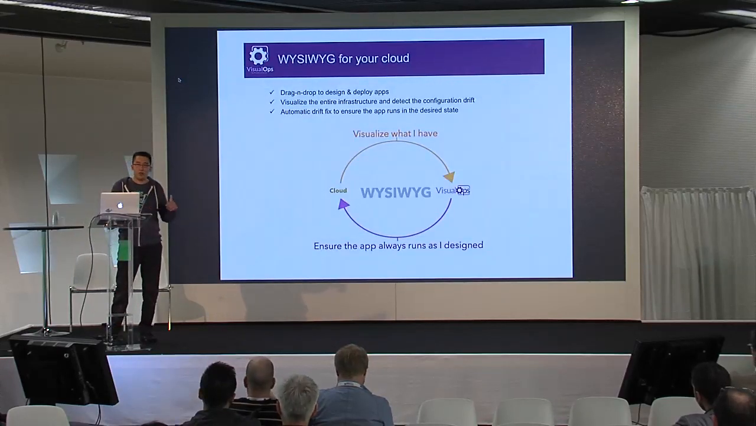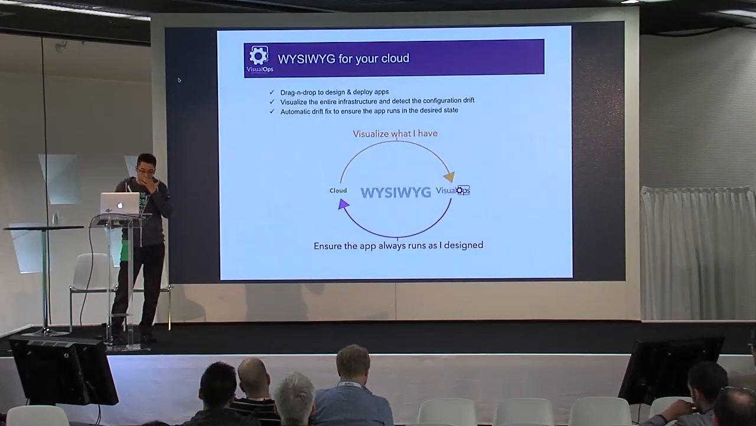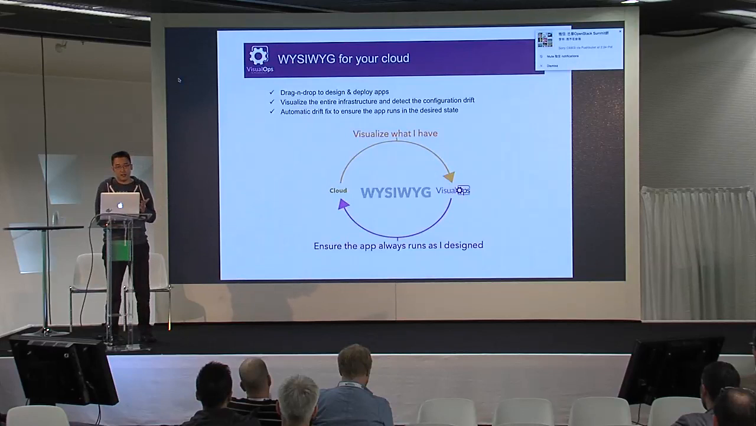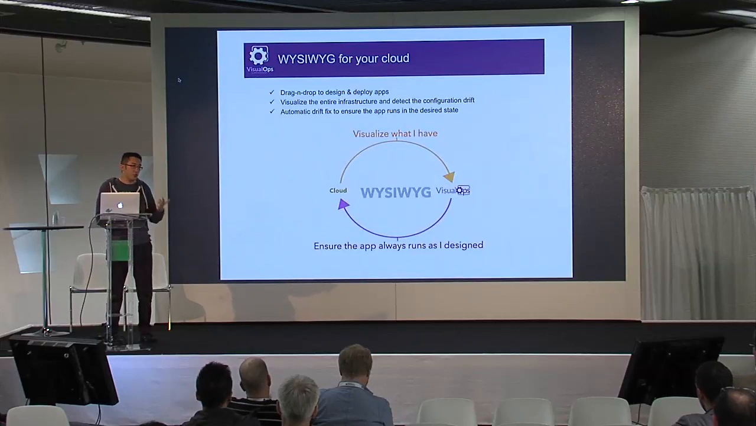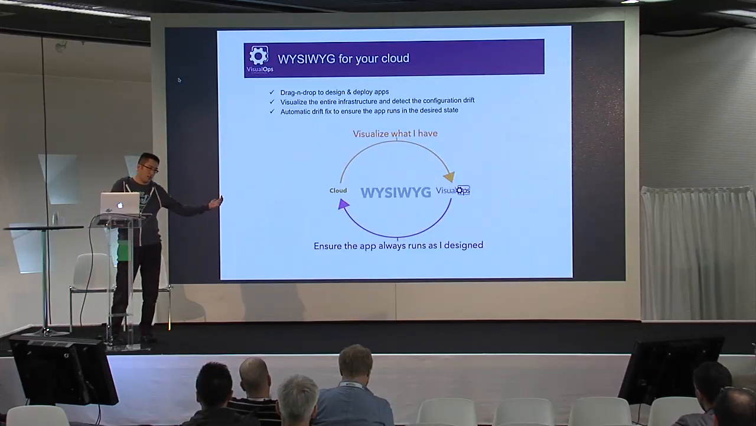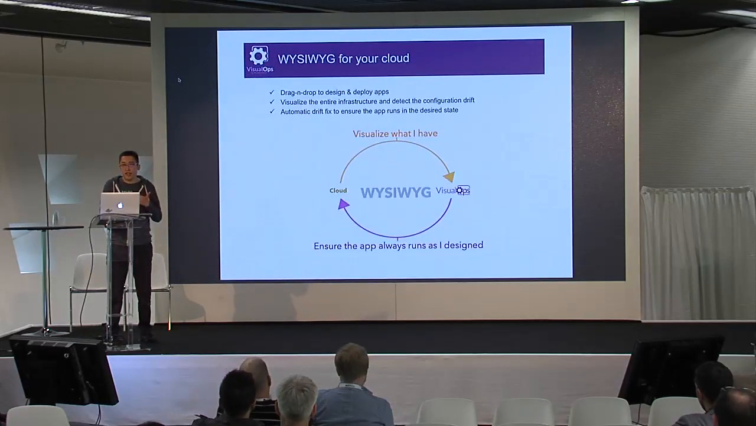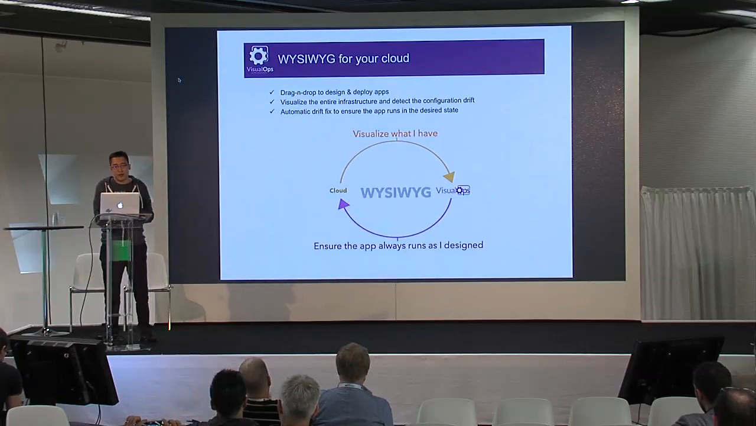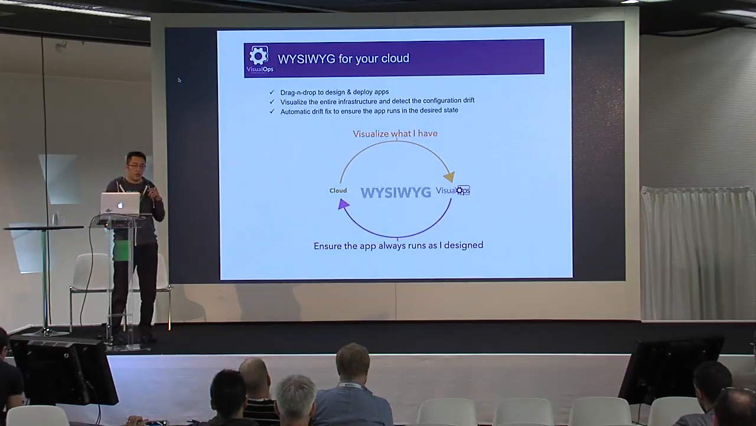Our idea is to bring the what you see is what you get experience back to the cloud. It has three major feature sets for you. The first one is that you can drag and drop to design, build and deploy your application in the cloud. The second one is that you can visualize your entire infrastructure in VisualOps. You can import your existing footprint into VisualOps and generate the diagram automatically for you. And we also do continuous detection of configuration drift. So if there's something wrong with your infrastructure, we can detect it automatically and send you an email to notify you. The third one is that we do automatic drift fix to ensure the application is always running in the desired state.